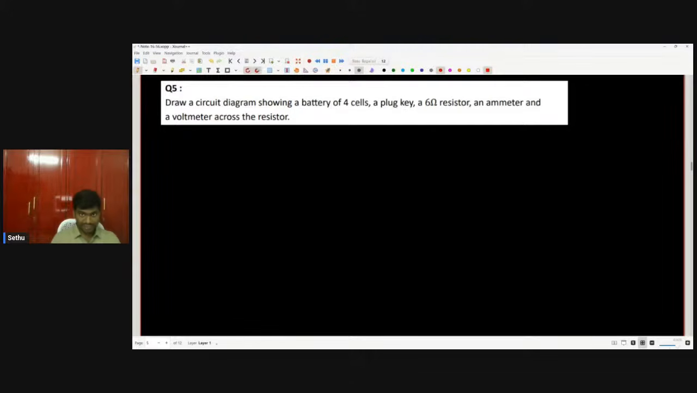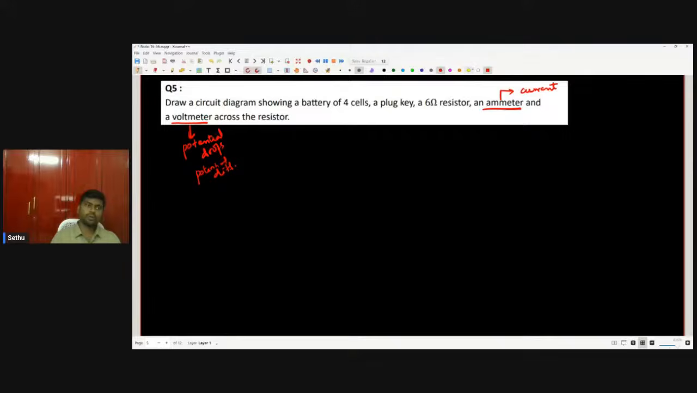Now, when a question like this is asked, they're not simply trying to check whether you know the circuit symbols for all of this. They're also trying to figure out if you know how to connect an ammeter and how to connect a voltmeter. Now, remember, ammeter measures current and voltmeter measures potential drop, or in the language of the textbook, potential difference.